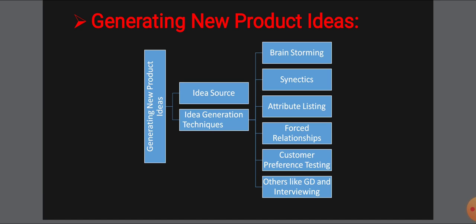Then customer preference testing: here again, according to customer preferences, changes are made in the particular product. This is termed customer preference testing. Other methods like group discussion or interviewing can also be used to generate new product ideas. So this is the first stage, generating new product ideas.